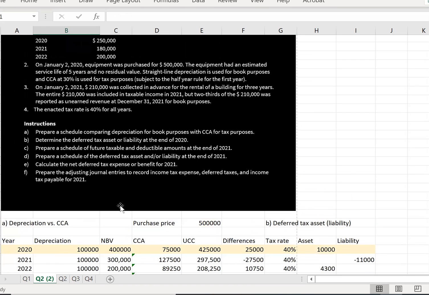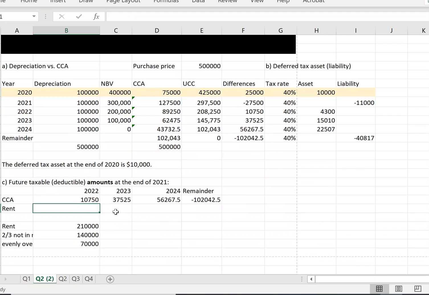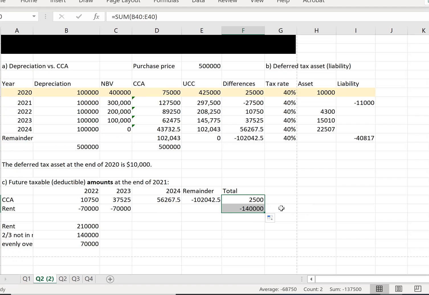So it says the entire 210,000 was included in taxable income in 2021, but 2/3 was reported as unearned revenue, and it's for 3 years. So this is going to be recorded over each of the next 2 years. So we're going to have 70,000 here, which is the future deductible amount. Okay, so my total here, which is what I need to run, I'm going to run sum, and here, 140. Okay. So that gets us through C.